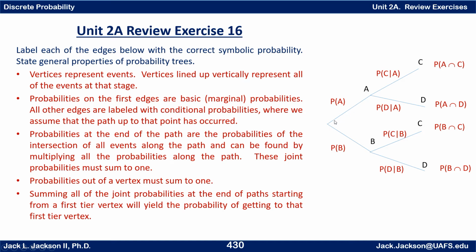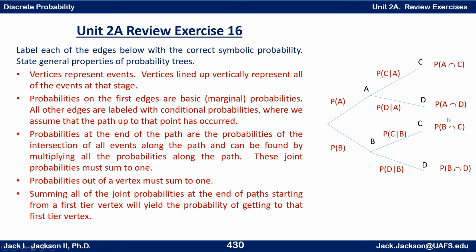The first branches are the probabilities of those events happening on the first stage, which are just straight probabilities. Probability of A here, probability of B here. But after that, any edges that you have will be labeled with conditional probabilities, on the condition that everything earlier in the path has happened. So the probability that we get a C here is the probability of a C given that A has already happened. So that's probability of C given A for this edge. Similarly, this is probability of D given A. Down here we have probability of C given B and probability of D given B.